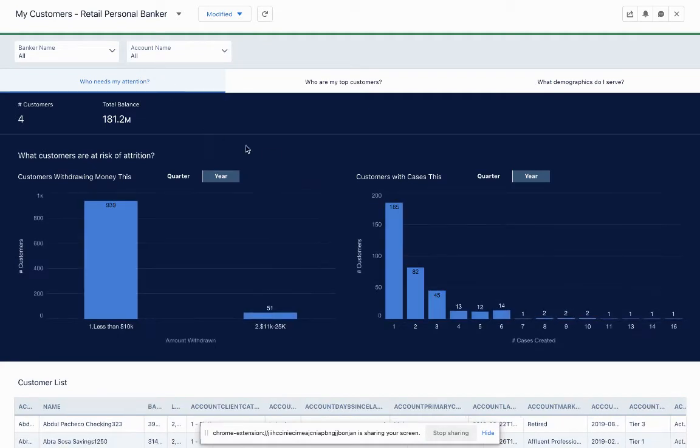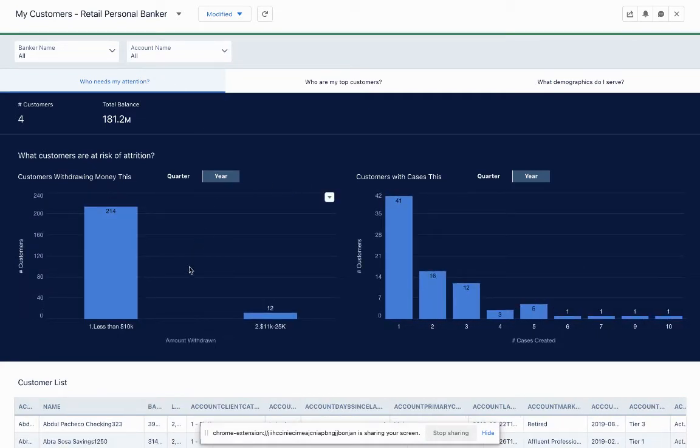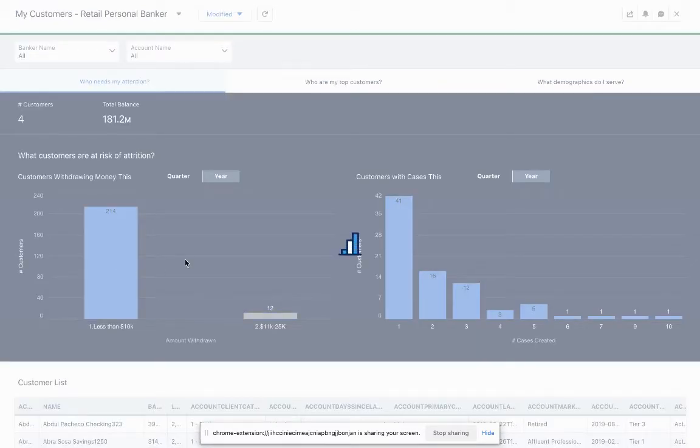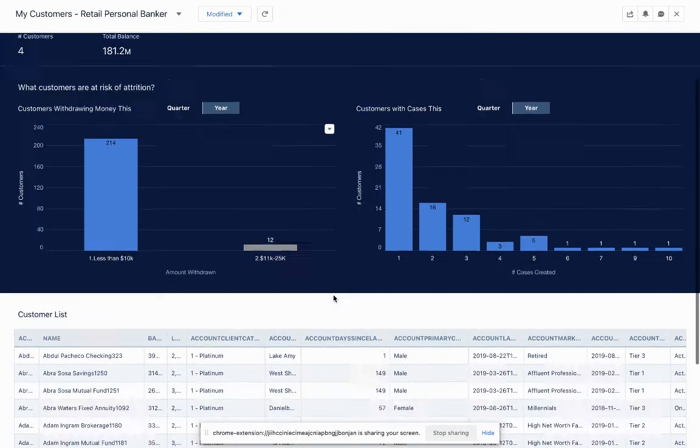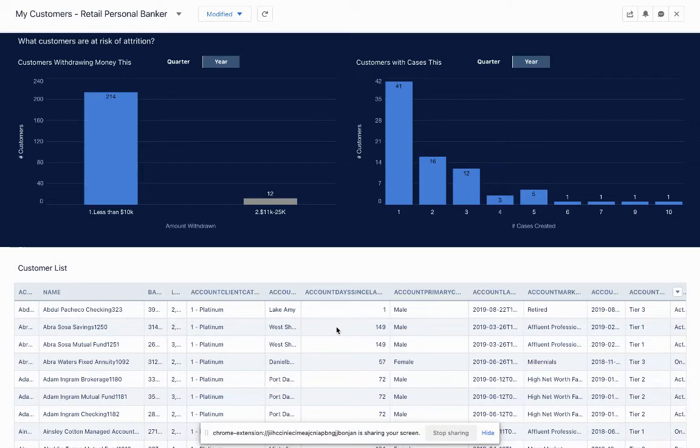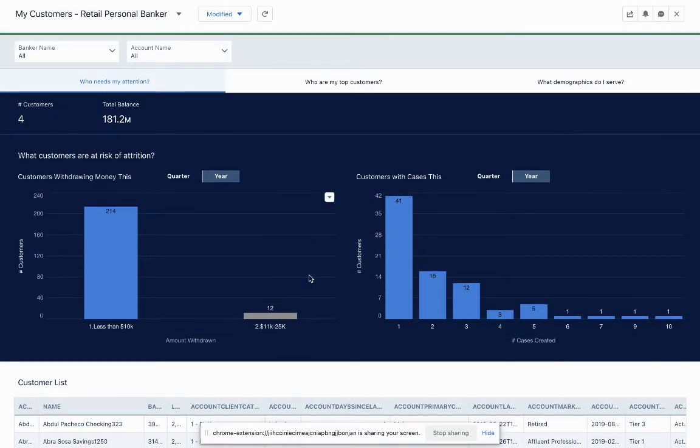Going back to who needs my attention. So customers withdrawing money this year, less than 10,000. So I want to filter on this. I want to understand how we can help these individuals. And I want to reach out to this customer list.